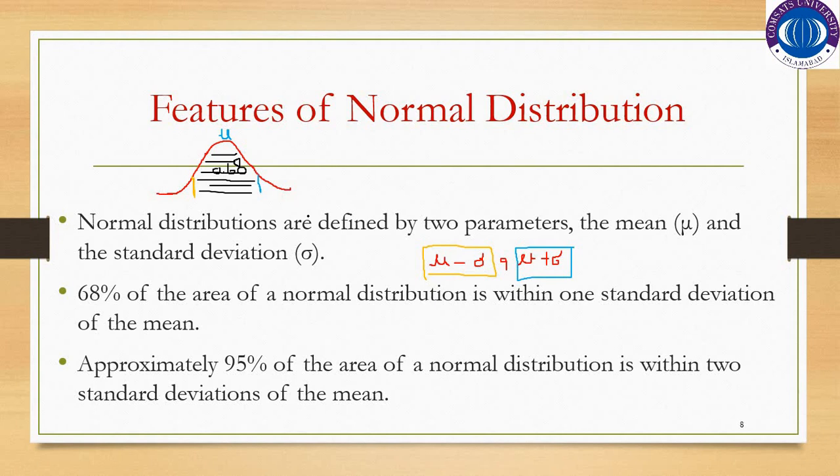So they are saying that 68% of the area of our normal distribution is within one standard deviation of the mean. And next they are saying that approximately 95% of the area of a normal distribution is within two standard deviations of the mean. When they say within two standard deviations, it means mu minus 2 sigma and mu plus 2 sigma. This one is the lower limit and this one is the upper limit, but this time the lower limit is 2 times the standard deviation, that is mu minus 2 sigma and mu plus 2 sigma. So it will contain 95% of the area of a normal distribution, that is 0.95.